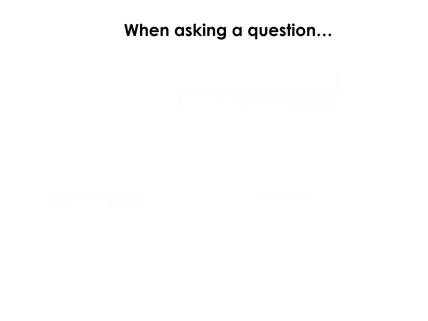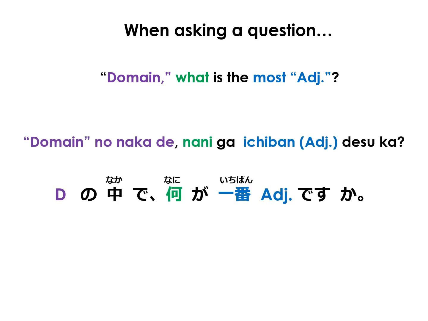Now to phrase questions that compare three or more things, such as of all the nani nani, what is the most nani nani? In Japanese we say the domain nani nani no naka de, then the interrogative pronoun nani, then the particle ga, then the adjective expressed as ichiban nani nani, and then desu ka.